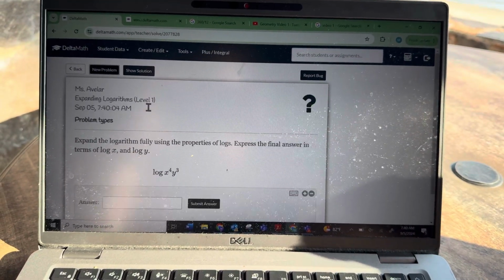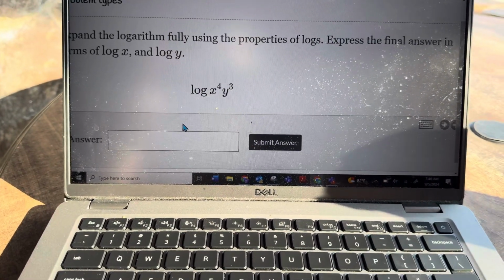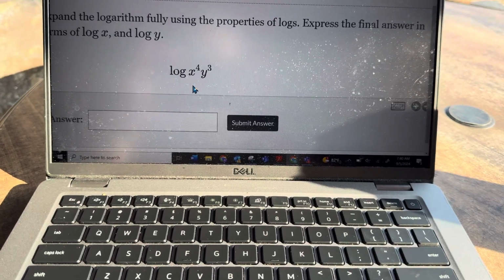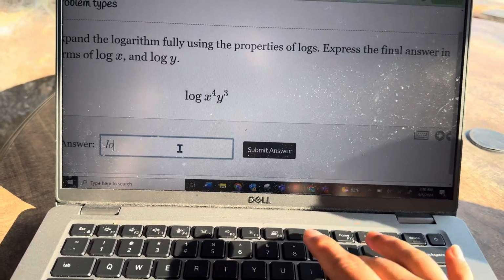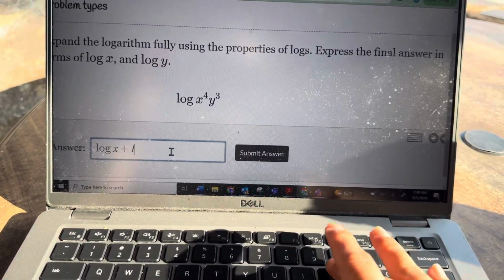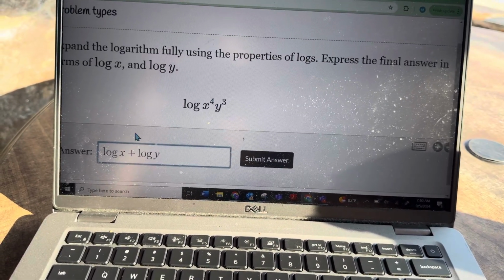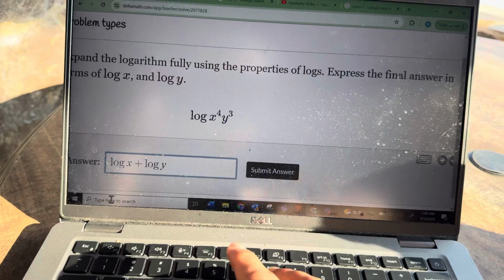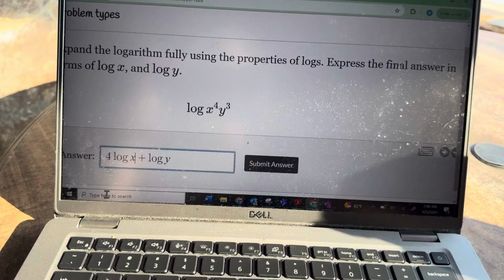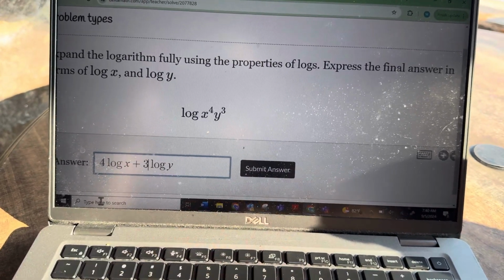One more. Last one. And then I'm ending the video, okay? These are multiplying, x and y. They're multiplying, so they're going to change into adding. Log of x plus log of y. And they each have their own exponent. The 4 goes to the front of its own log of the x. And the 3 is at the beginning of the y.